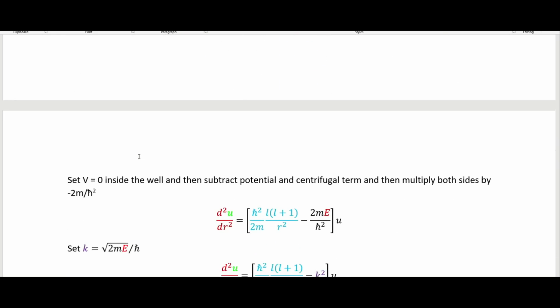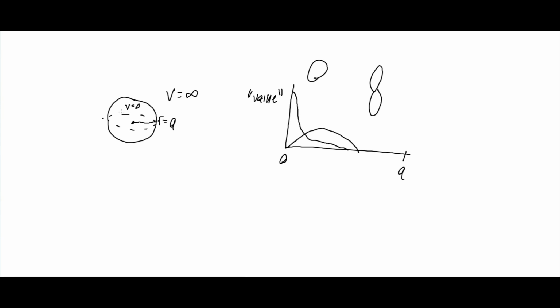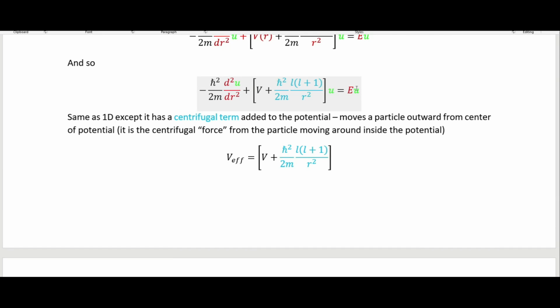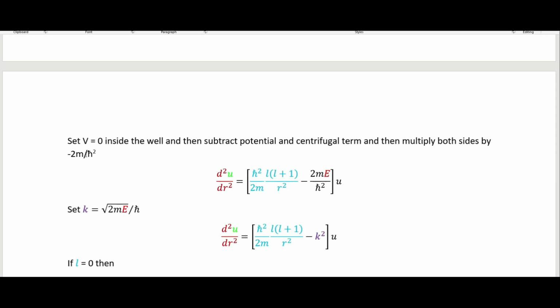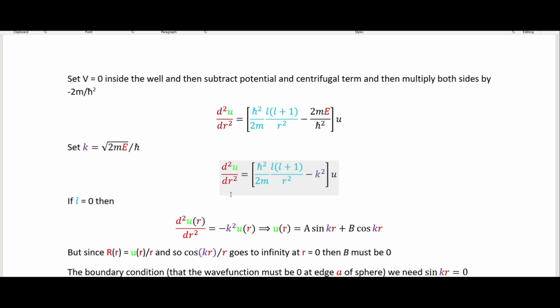And so we get this potential term, so V effective is equal to our potential plus this centrifugal term here. Inside the sphere, our V is equal to 0, because that's how we define it, and everywhere outside it's infinity. So we can set our V equal to 0, and then multiply both sides by minus 2m over h bar squared. And this E here gets multiplied by that minus 2m over h bar squared, and we end up with this here. We set this to 0, and we're moving this centrifugal term to the other side, and so we end up with this here.